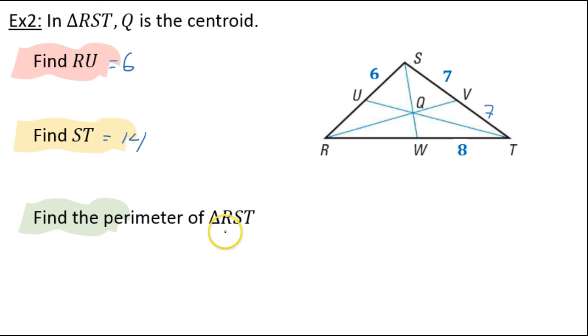And the last one is our green one. So we want the perimeter of the whole triangle. If SU is 6, RU would also be 6. Since TW is 8, RW would also be 8. So then we just add 12 plus 14 plus 16. Let me do that real quick. And that would give us 42. So our perimeter is 42.